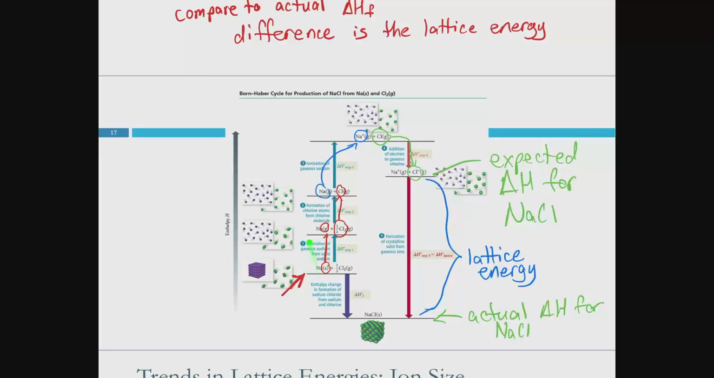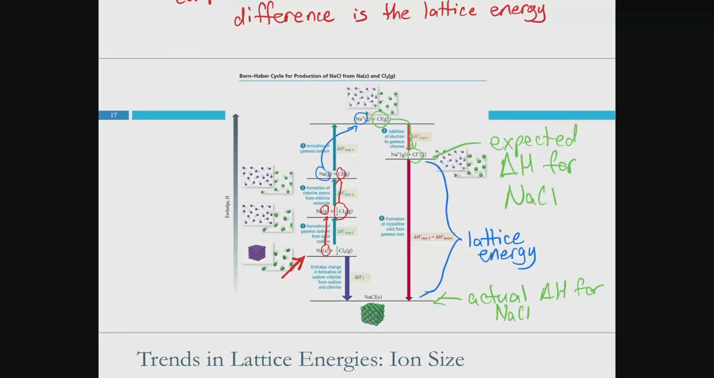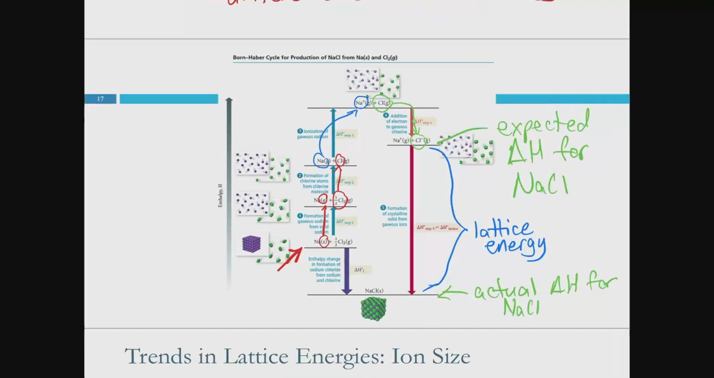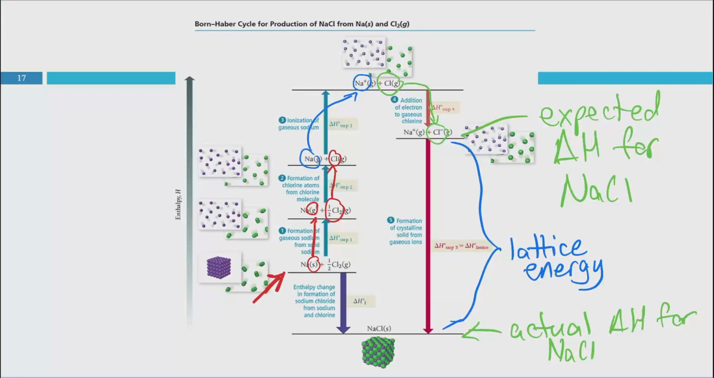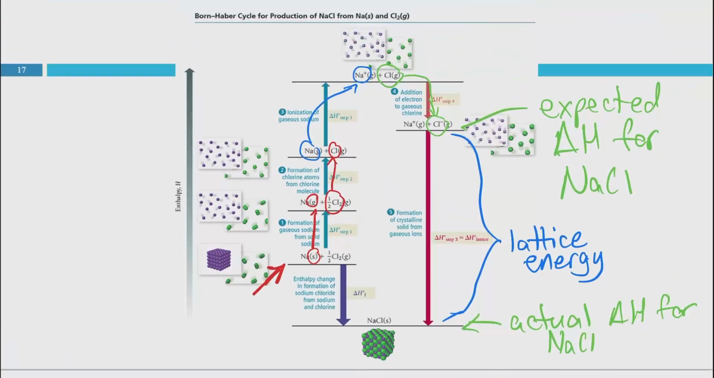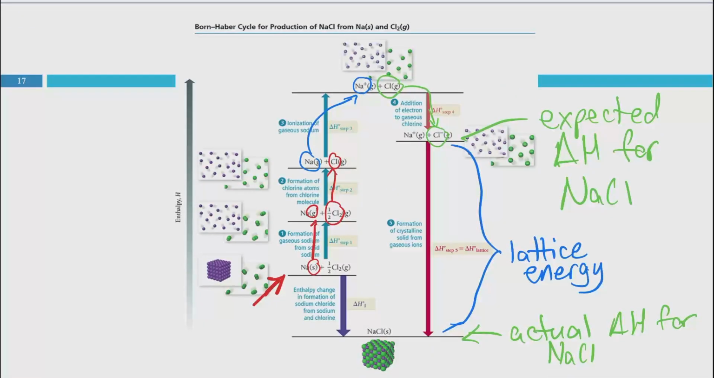So we do Hess's law to add up all of these little steps. We compare it with our actual enthalpy of formation. The difference between the predicted and the actual is the lattice energy. In this case, it's a large number. And we can make some general claims and predictions and trends about lattice energy. Do we have questions so far before we get to the trends?